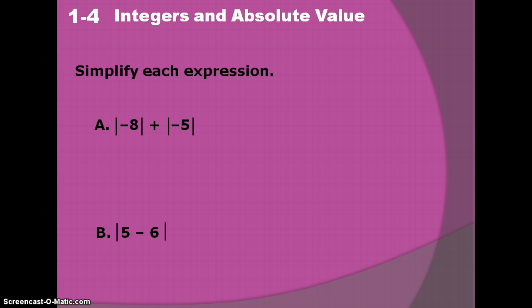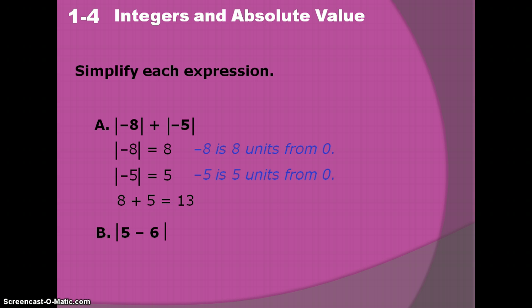So let's simplify a couple of these. When we do these, if there's absolute value bars, we treat them as if they are parentheses by doing them first. So we would start with the absolute value of -8, which would be +8. Then we would do the absolute value of -5, which would be +5. Now we add the two together, which would be 8 plus 5, which is 13.